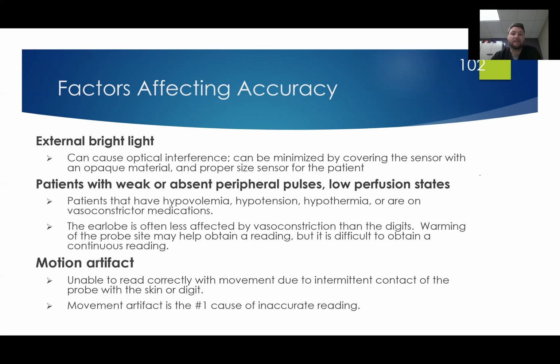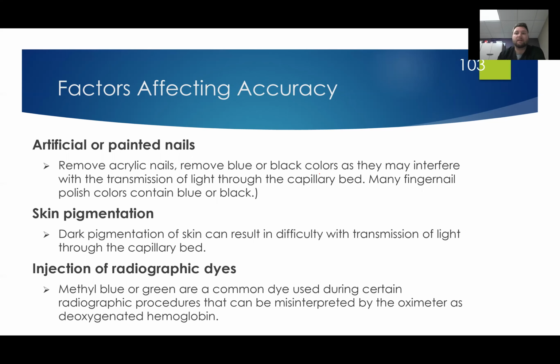Usually the earlobe is less affected. So if you're getting a bad reading on the finger or the toe, you may want to go to the ear, or we even have forehead probes we can use. Motion artifact is another thing. If the patient is moving around or talking a lot, the diode is coming off their finger as they talk, and it's going to give you a wonky reading. This is probably the number one thing that happens, because patients are moving their hands around; this thing is attached to your hand. You've got to drink, you've got to do other things. And so that can cause an erroneous reading.